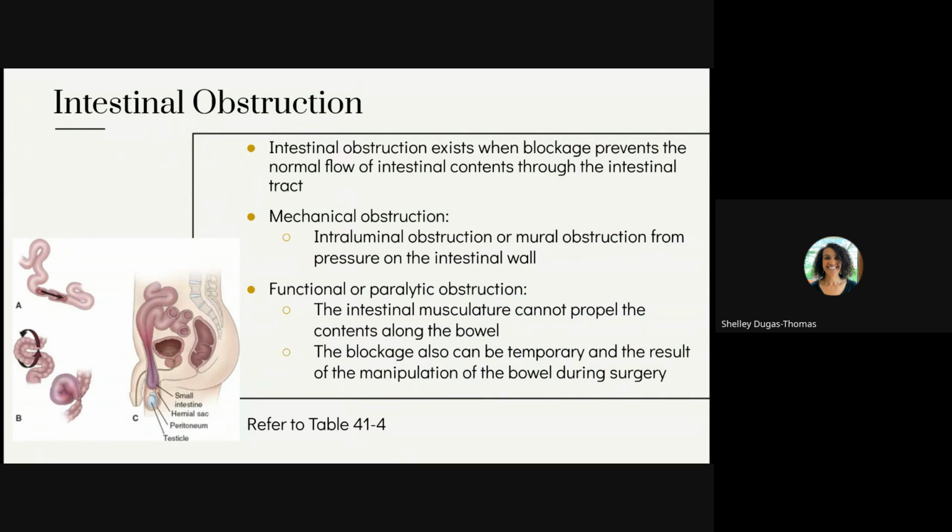So, an intestinal obstruction occurs when there's a blockage which prevents normal flow of intestinal contents. Some types are mechanical obstruction, which is caused by intraluminal or mural obstruction, or pressure on the intestinal wall, and functional, which is the paralytic obstruction, where intestinal muscles cannot propel contents, and this may be temporary, often following surgical manipulation of the bowel.